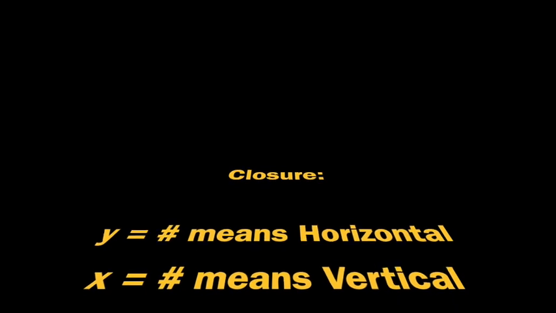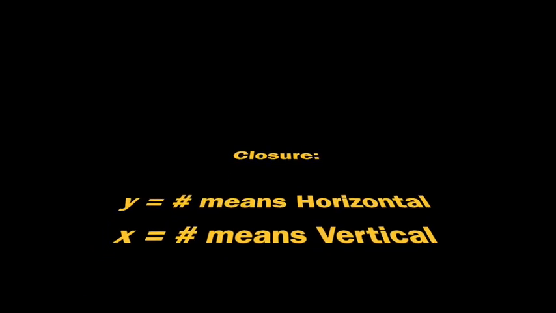Well, there wasn't a whole lot to this lesson. So the biggest takeaway would be if you have a y equals a number line, that means it's a horizontal line. And if your equation's written x equals a number, then it's a vertical line.